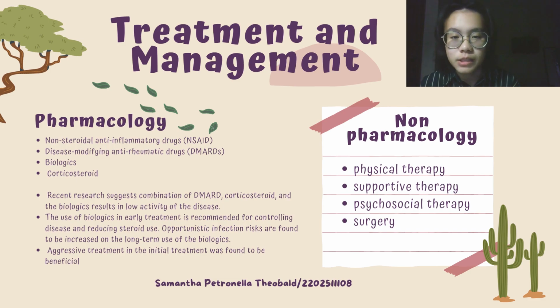So the treatment and management of JIA consists of pharmacological and non-pharmacological treatment. For the pharmacological treatment, the first one is NSAID. The NSAID is the first choice for early treatment of all JIA types. It inhibits prostaglandin production, resulting in analgesic and anti-inflammatory effects. Treatment trials are recommended for every type of JIA treatment due to possible adverse effects of the drug use.